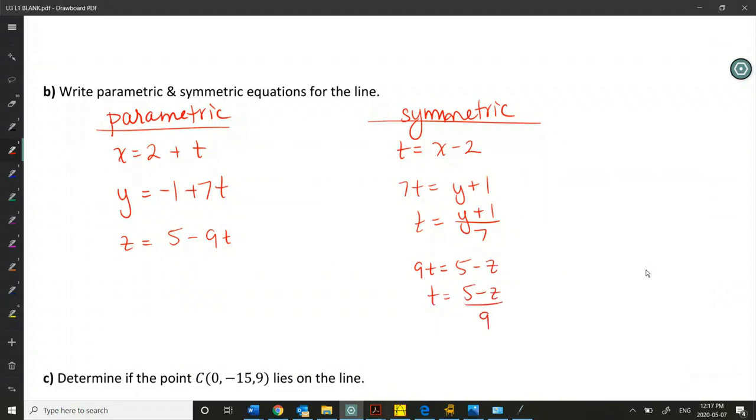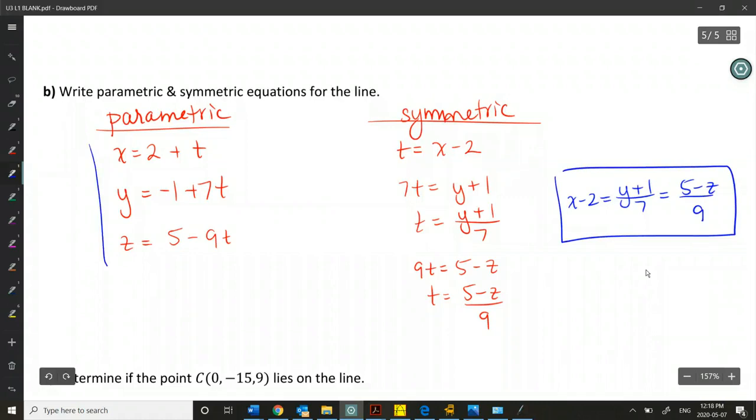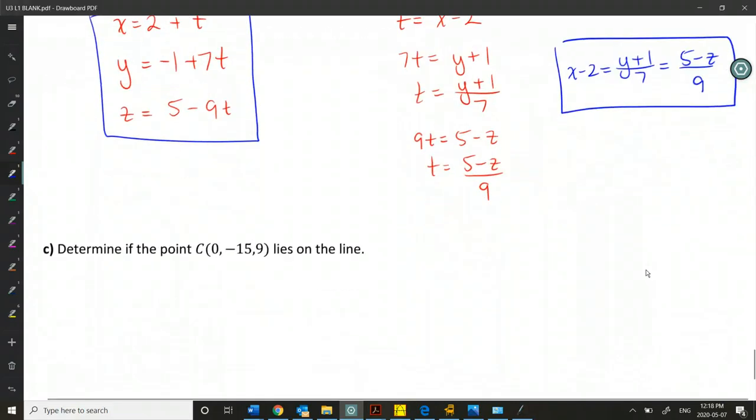And then in order to complete the symmetric equation, we're just going to set each of these 3 equal to one another, because they're all equal to t, so they all must be equal to one another in this format. So there's our symmetric equation, and these would be our parametric equations.